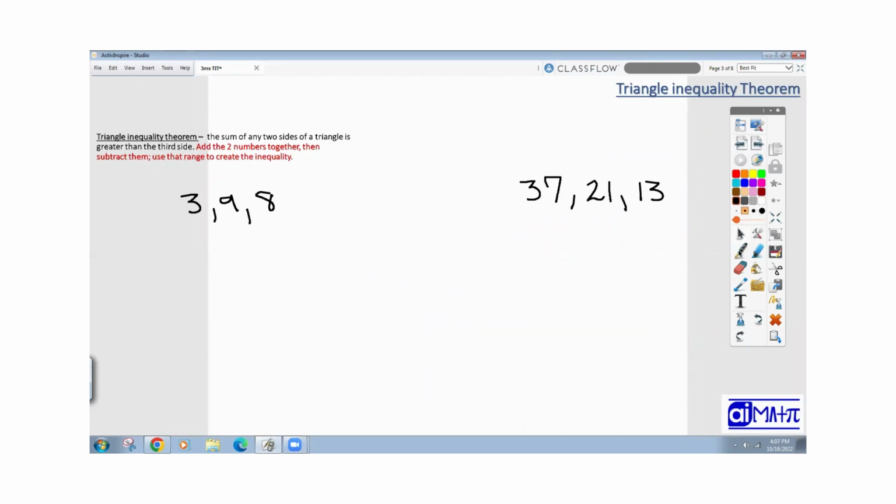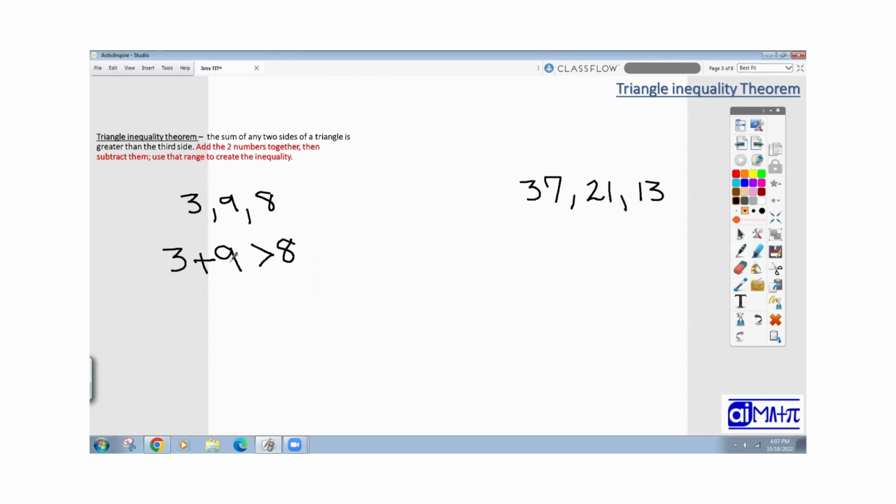So you're going to have two types of problems. The first one we're going to go over, I want you to work this out with me. What you just have to do is add up two of the sides and determine if they're larger than the third side. So what is 3 plus 9? It is 12, of course. And 12 is greater than 8.